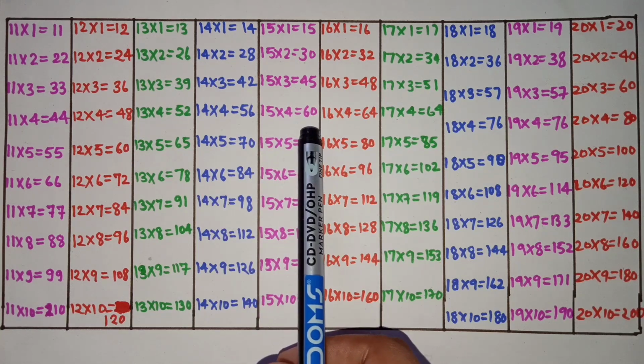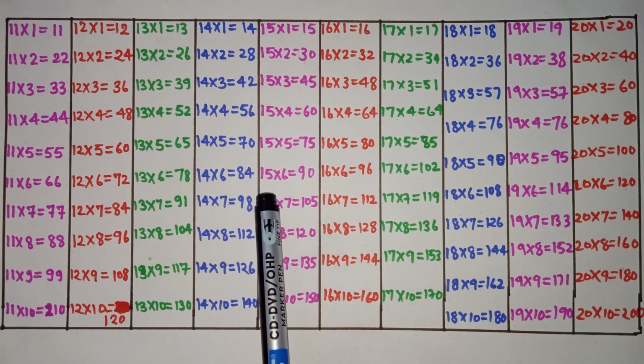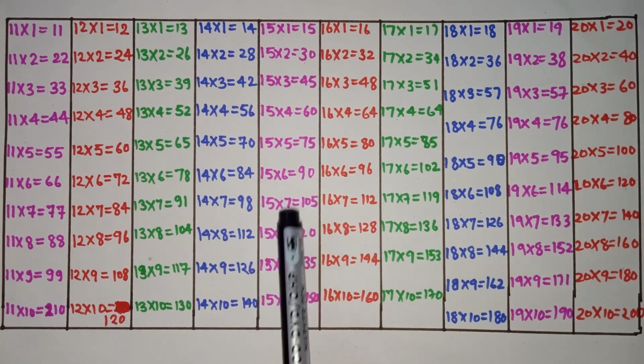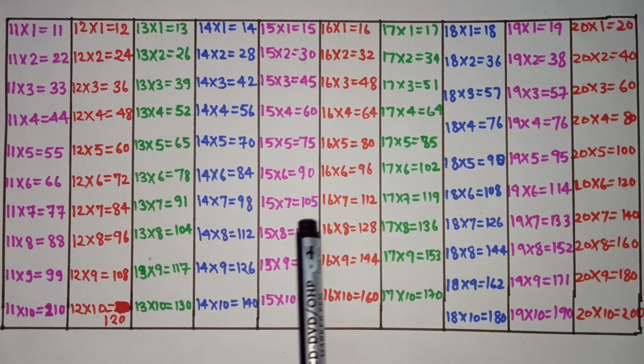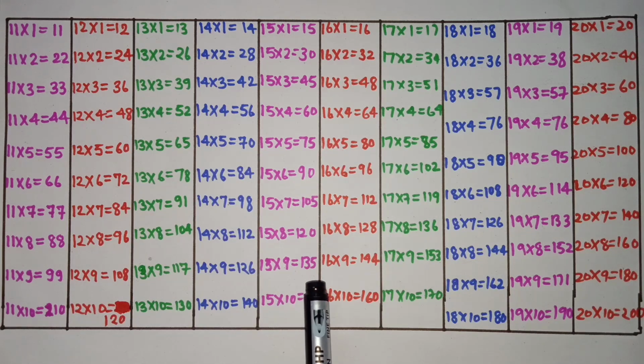15 4s are 60, 15 5s are 75, 15 6s are 90, 15 7s are 105, 15 8s are 120, 15 9s are 135, 15 10s are 150.